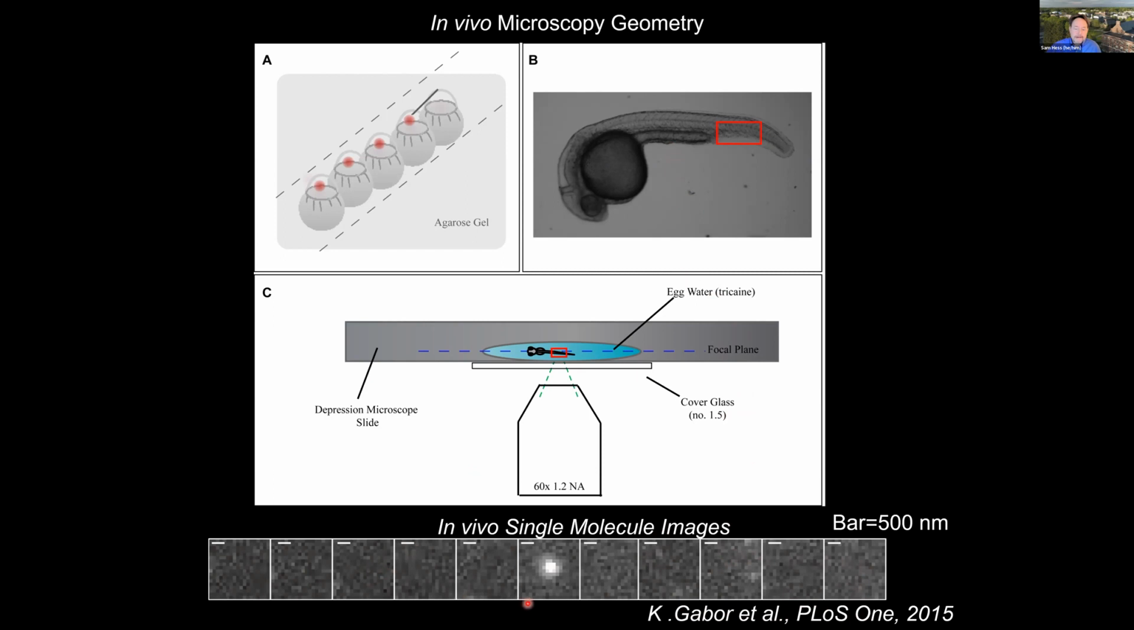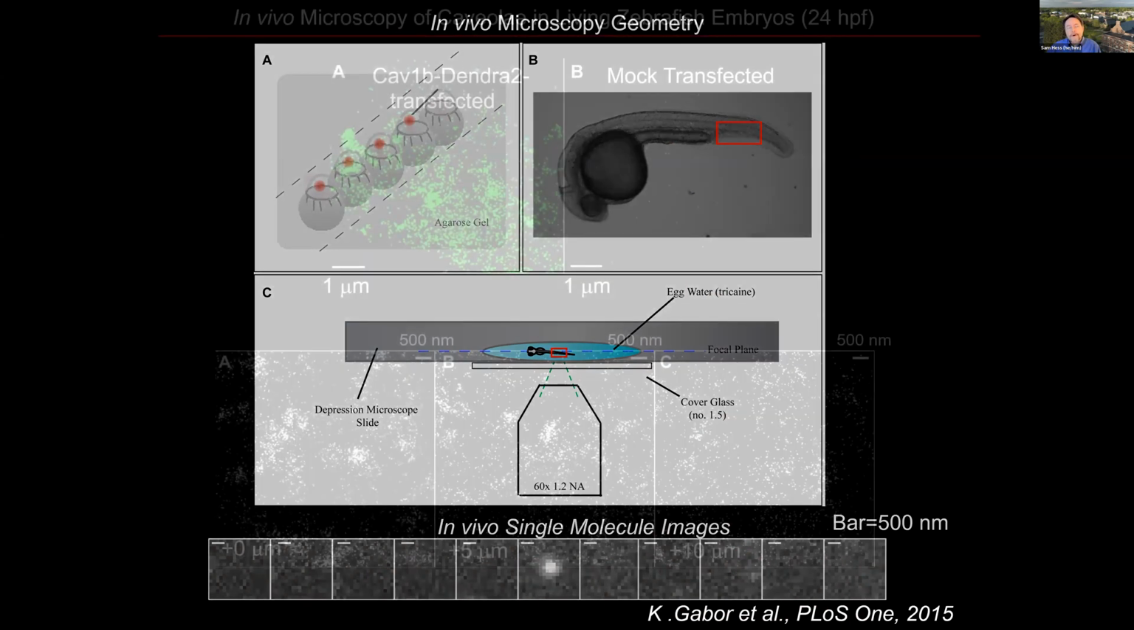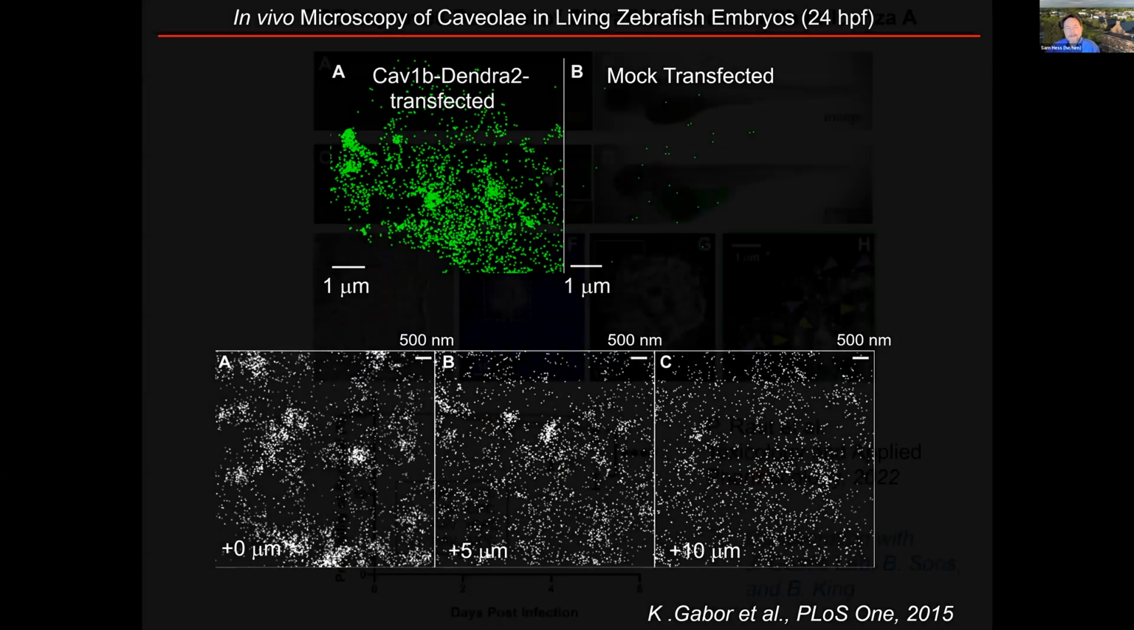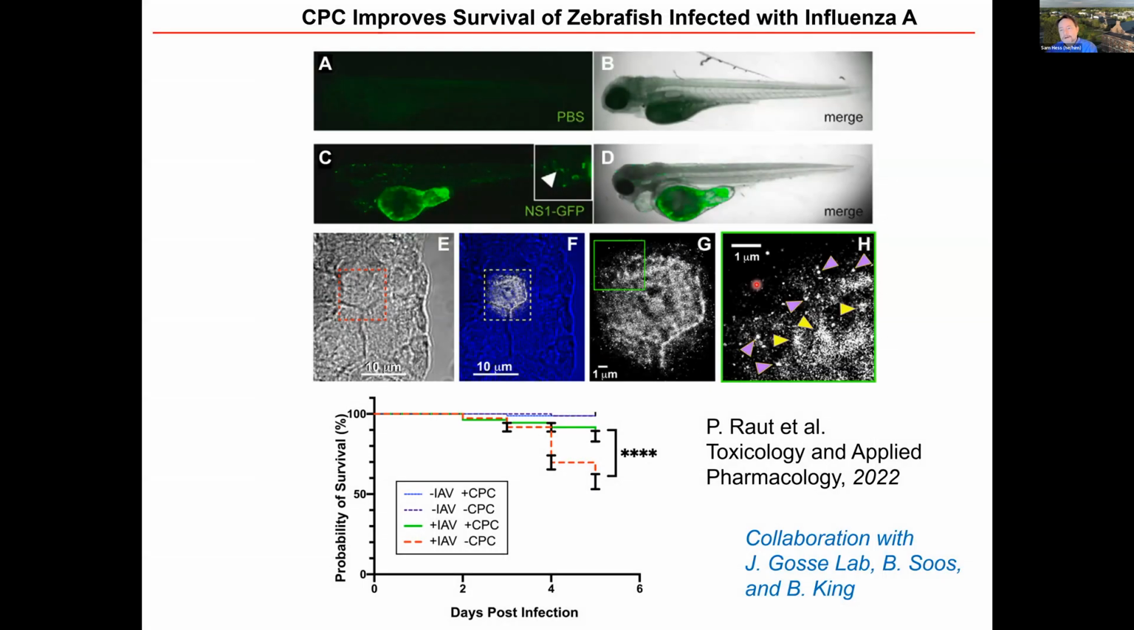And she looked at individual molecules of caveolin and was able to visualize structures in membranes up to 10 micrometers into a cell that was inside of the living zebrafish. More recently, we were able to extend this work to look at influenza because the zebrafish is also able to be infected by influenza.